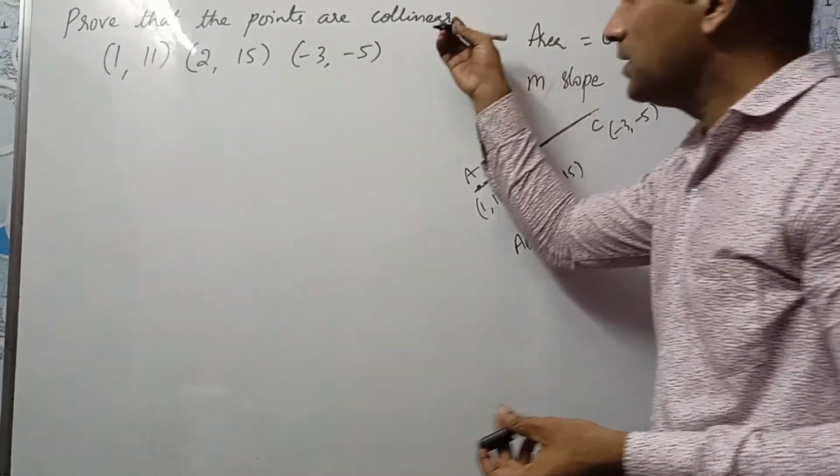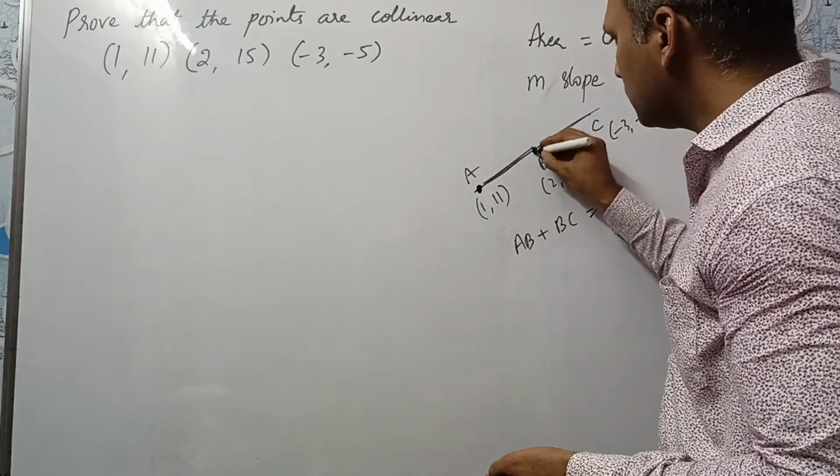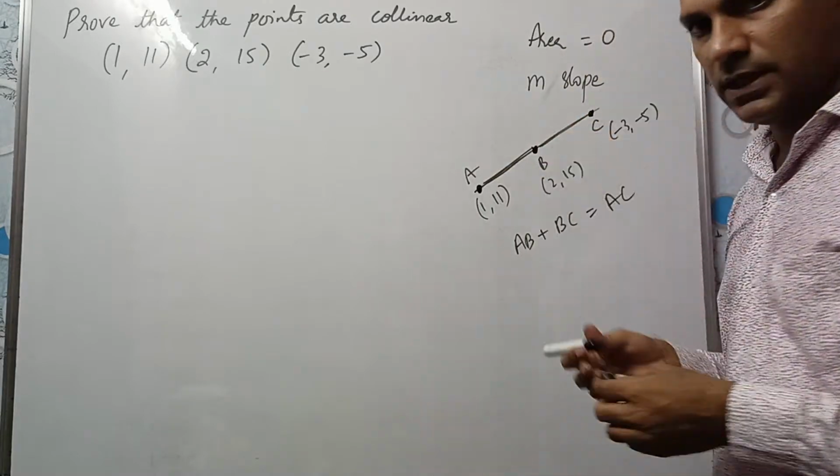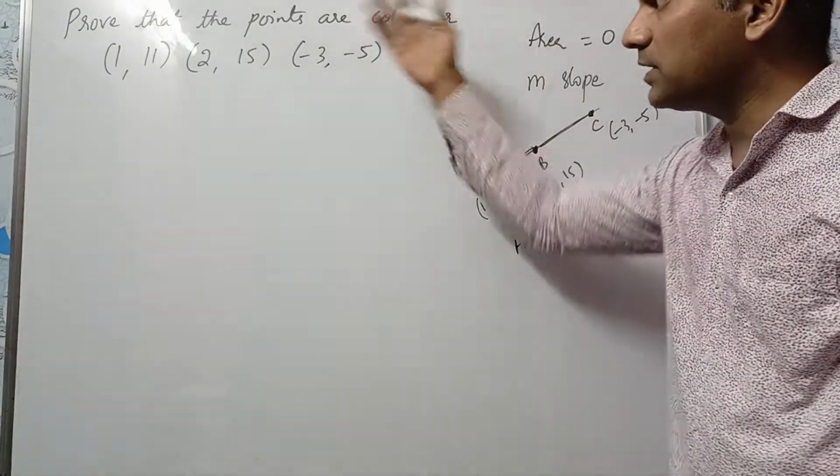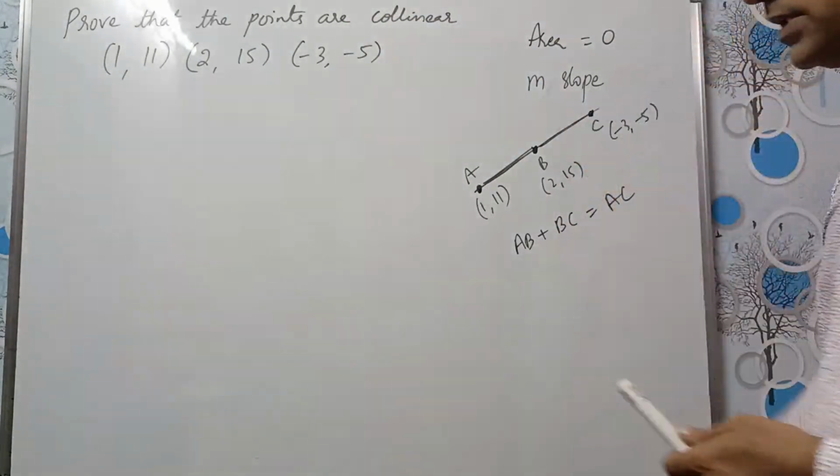What are collinear points? Points which lie on the same straight line. So these 3 points will lie on the same straight line only, right? So AB plus BC will be equal to AC. If this condition is satisfied, we can prove that these 3 points are collinear. Okay, this is the third method.